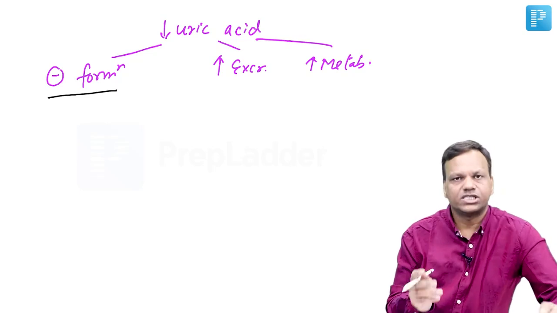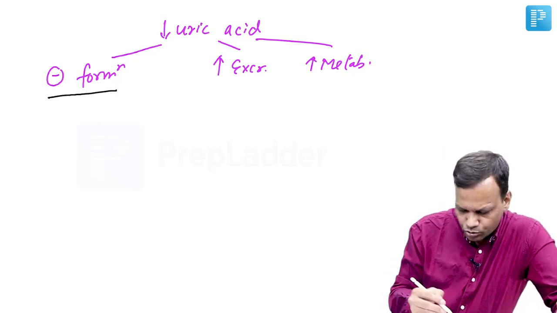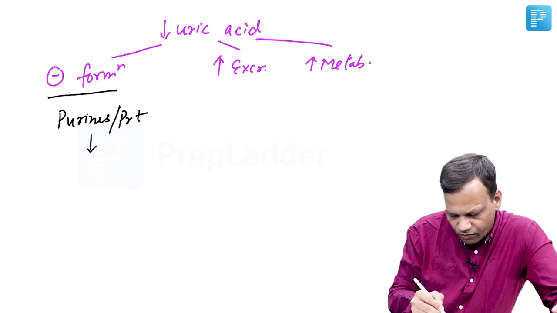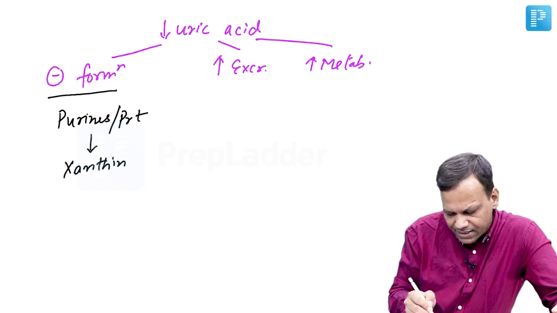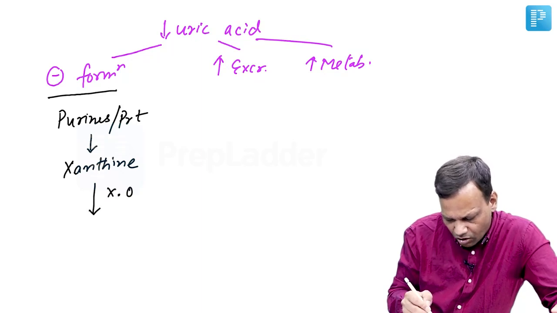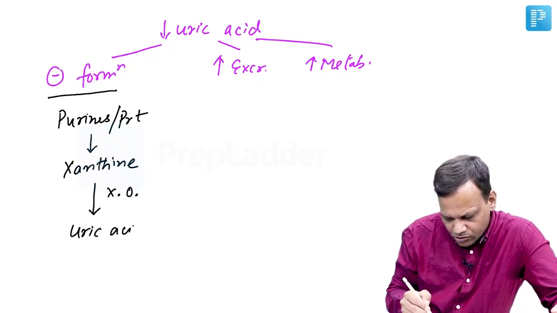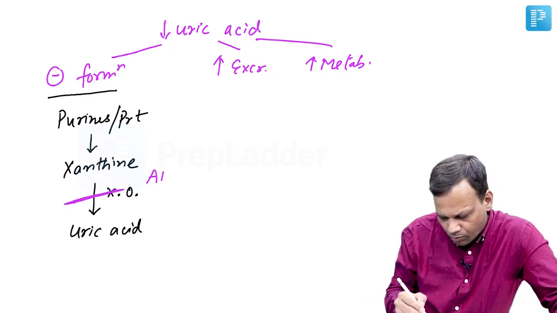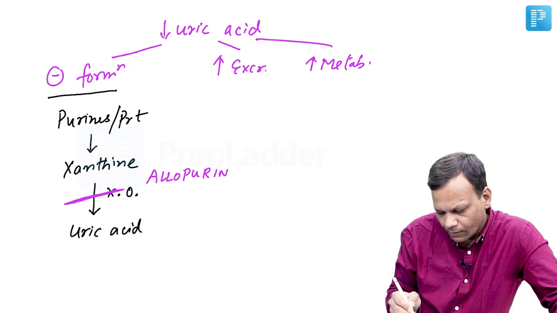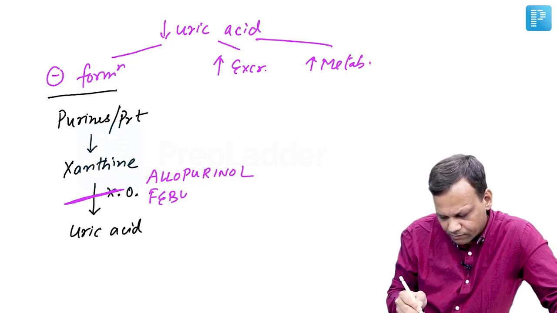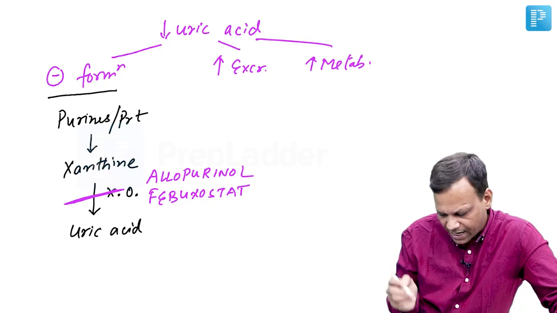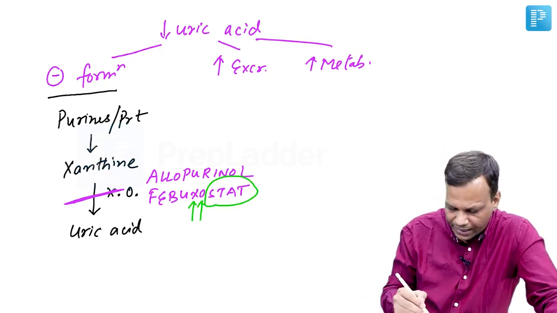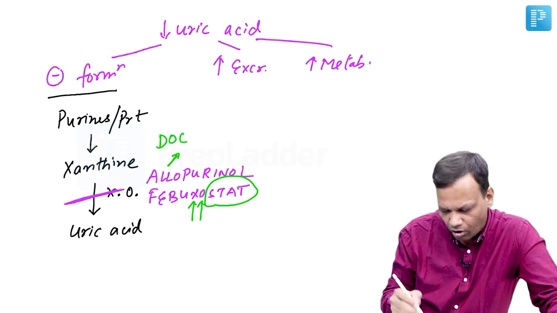Now, how to decrease formation? For that, we need to know how it is formed. So uric acid is formed from purines and proteins in the body, which are metabolized to form xanthine. And xanthine is metabolized by an enzyme called xanthine oxidase to form uric acid. So drugs which inhibit xanthine oxidase can be used in gout. And these drugs include allopurinol and febuxostat. Allopurinol and febuxostat. Okay, and allopurinol is the drug of choice for chronic gout.